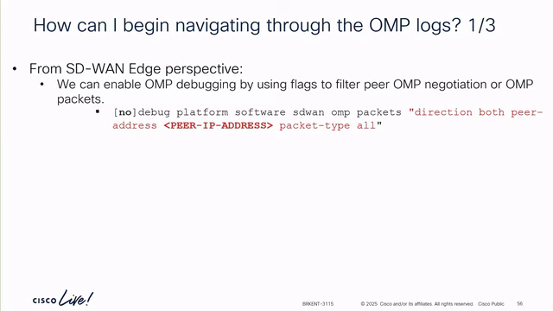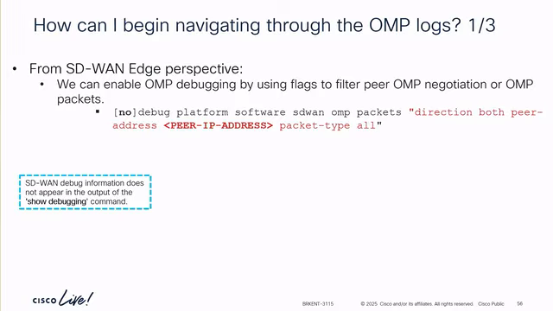In order to see the messages that are being exchanged through OMP, we need to enable some debugs. To run debugs on the WAN edge device, you need to enable debug platform software SD-WAN OMP packets, and you need to put in double quotes which direction you want to capture, what type of packets you want to capture, whether you want to capture the packets for all the peers which that WAN edge device is trying to establish or receive information from, or filter it for a particular peer address.